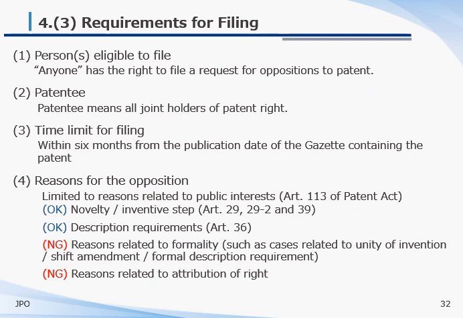I will now explain requirements for opposition. The first, second and third requirements in this slide have been already explained in the previous comparison table. The fourth requirement is about reasons for opposition. What is different from a trial for invalidation is that reasons related to attribution of rights are not subject to reasons for opposition, such as violation of requirements for misappropriated applications and violation of requirements for joint applications.